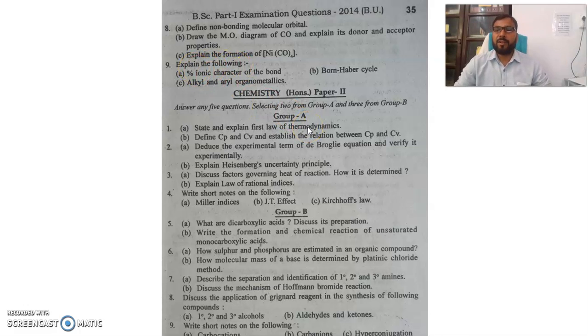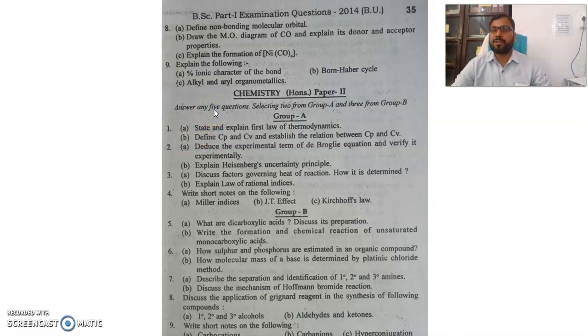Now, paper 2. Again, paper 2 has some instructions, same as paper 1. Answer any 5 questions, selecting 2 from group A and 3 from group B. In group A, you have to clearly write in your answer book 1A, 1B, like that.